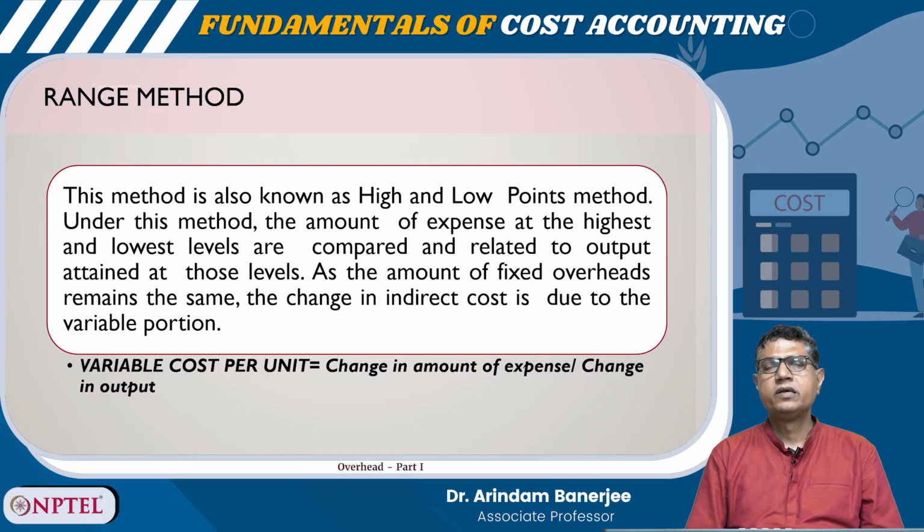Range method. This method is also known as the high and low points method. Under this method, the amount of expense at the highest and lowest levels are compared and related to the output attained at those levels. As the amount of fixed overheads remains the same, the change in indirect cost is due to the variable portion. So, variable cost per unit is equal to change in amount of expense divided by change in output.